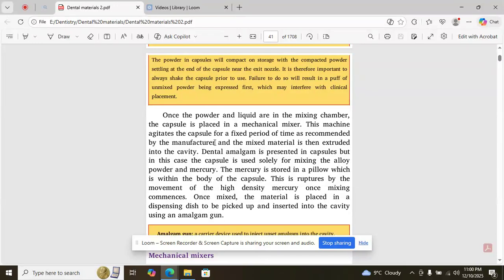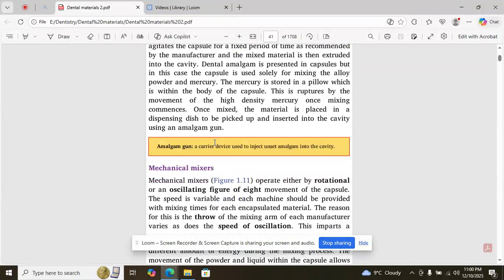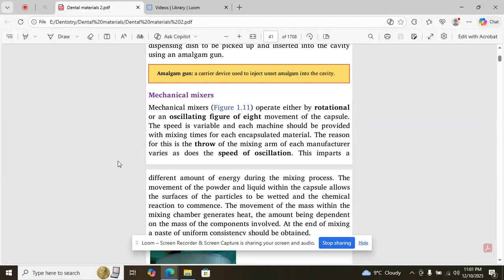Once mixed, the material is placed in a dispensing dish to be picked up and inserted into the cavity using an amalgam gun. An amalgam gun is a carrier device used to inject unset amalgam into the oral cavity. Mechanical mixers. Mechanical mixers, figure 1.1, operate either by rotational or an oscillating figure-of-8 movement of the capsule. The speed is variable and each machine should be provided with mixing times for each encapsulated material.